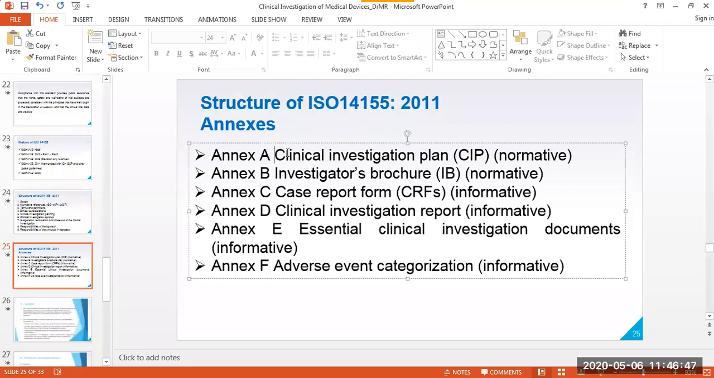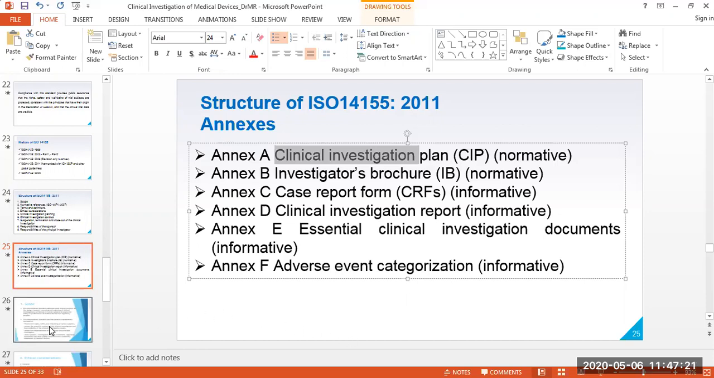Annex A is the clinical investigation plan. That means the plan that can be used in the form of a template. Annex B, investigator's brochure. Annex C, case report form. Annex D, clinical investigation report. Annex E, essential clinical investigation documents. And Annex F, adverse event categorization. All these are the different annexes that are given along with the structure.